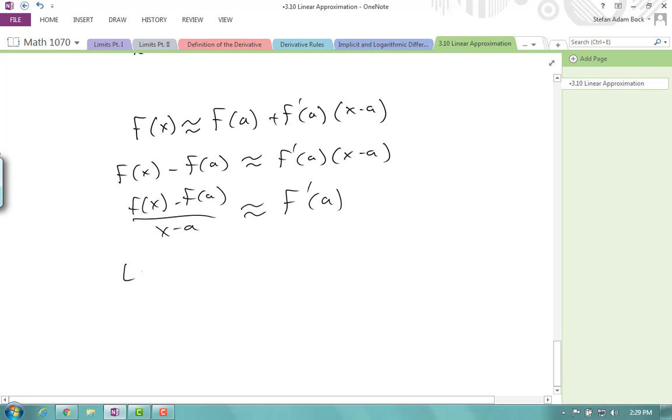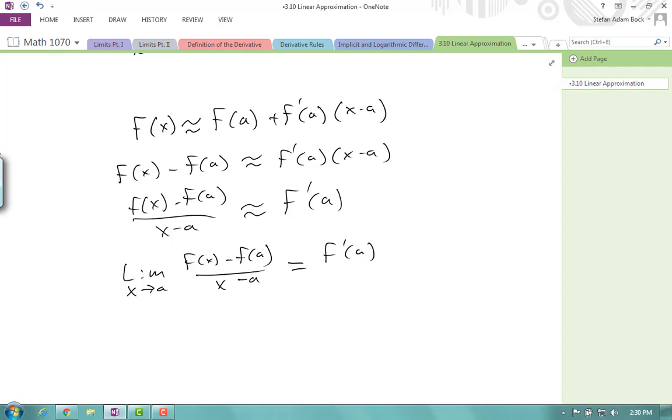Remember that the limit as x goes to a of f of x minus f of a divided by x minus a is equal to f prime of a. So as long as my x values are close enough to a, this value on the left is a very good estimation of the derivative, which is why the linear approximations work. As long as I'm very close to my a, my tangent line, which I end up with up there, is very close to my function.